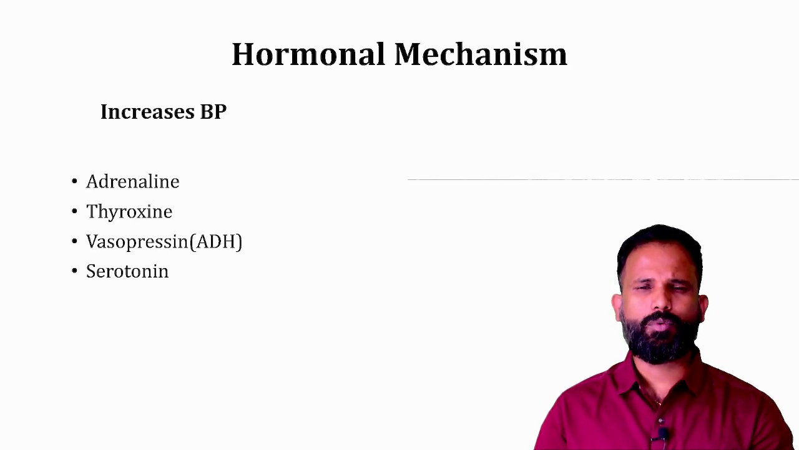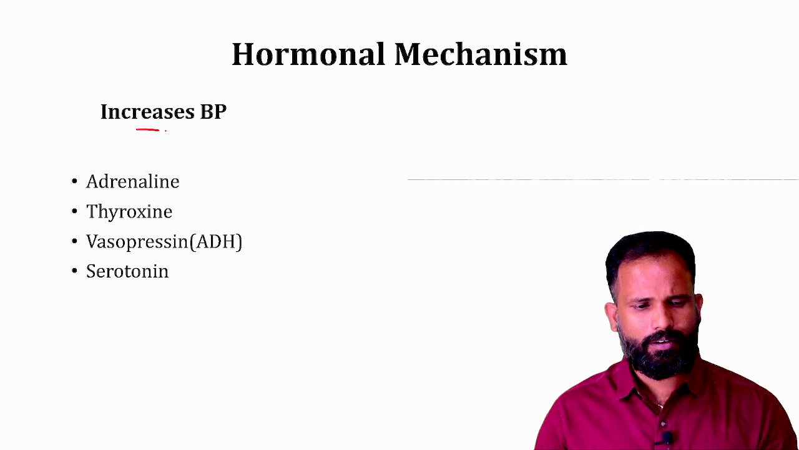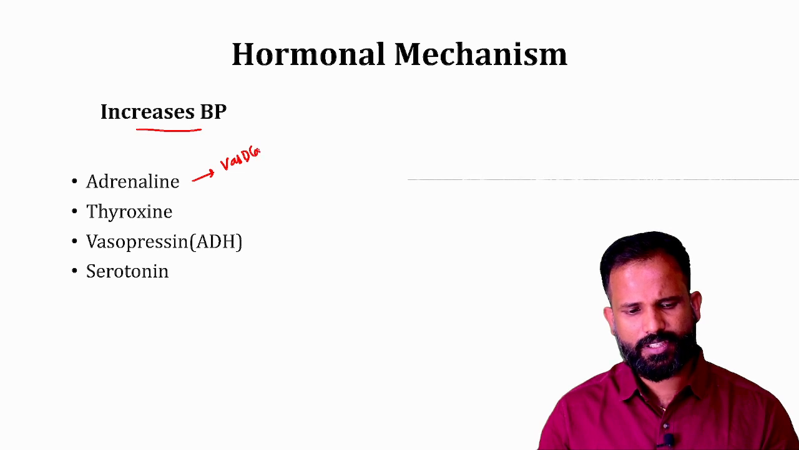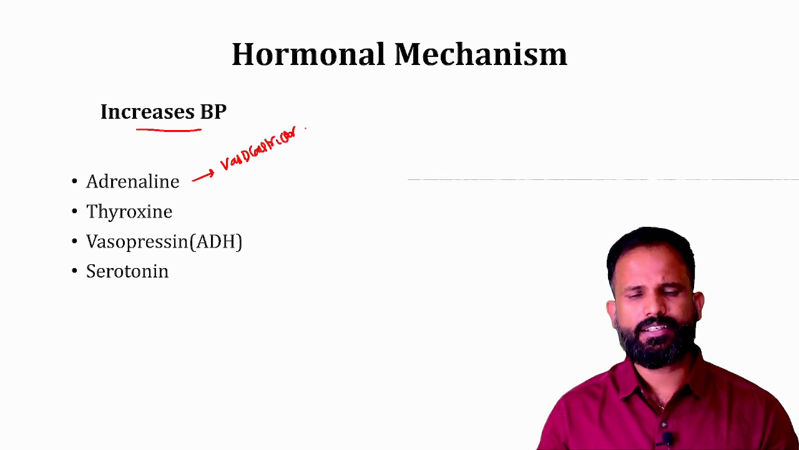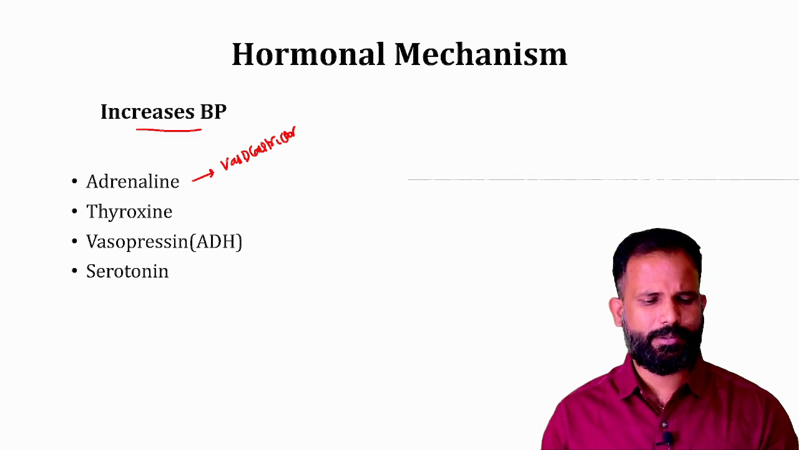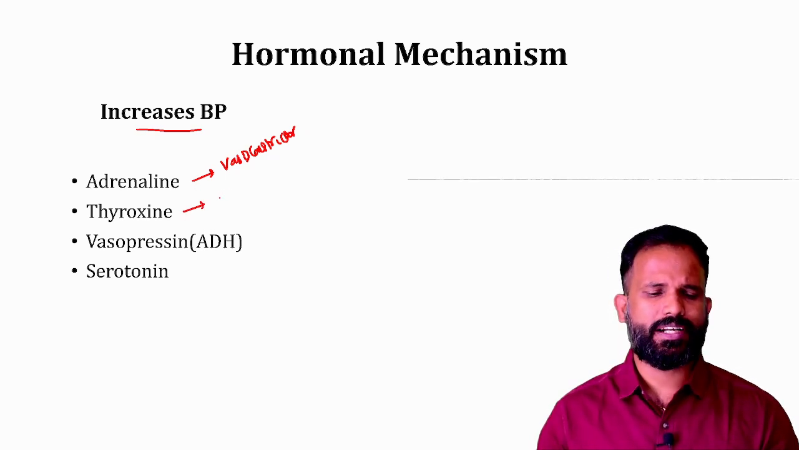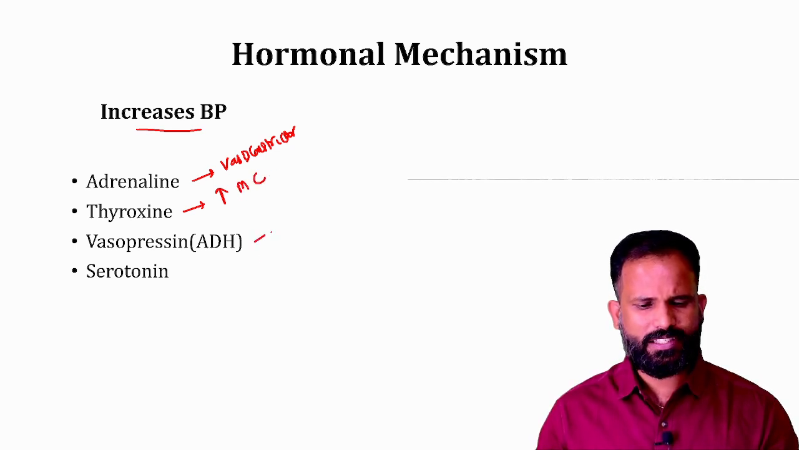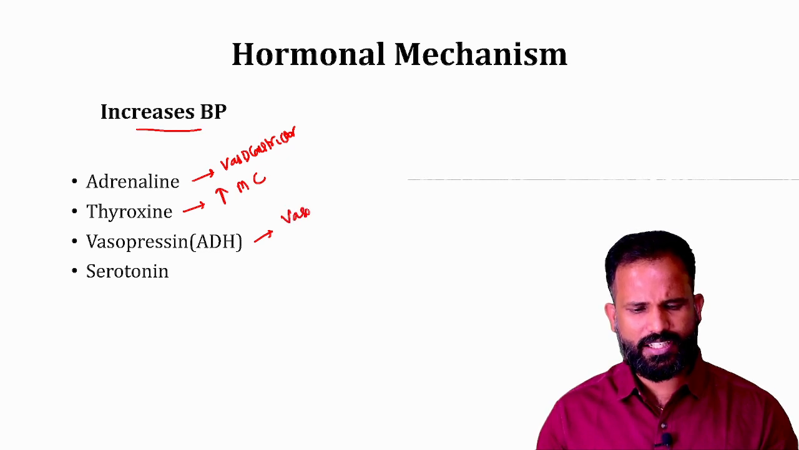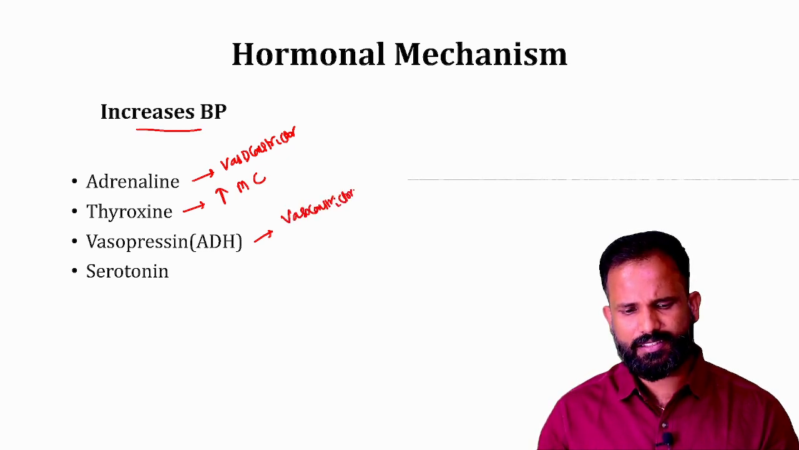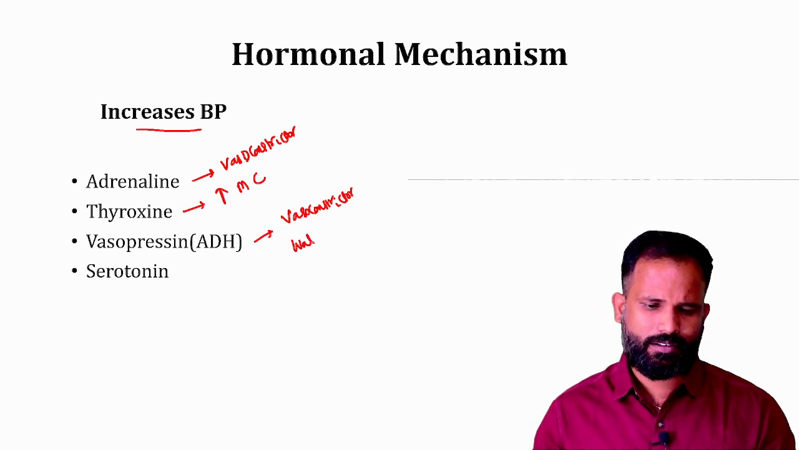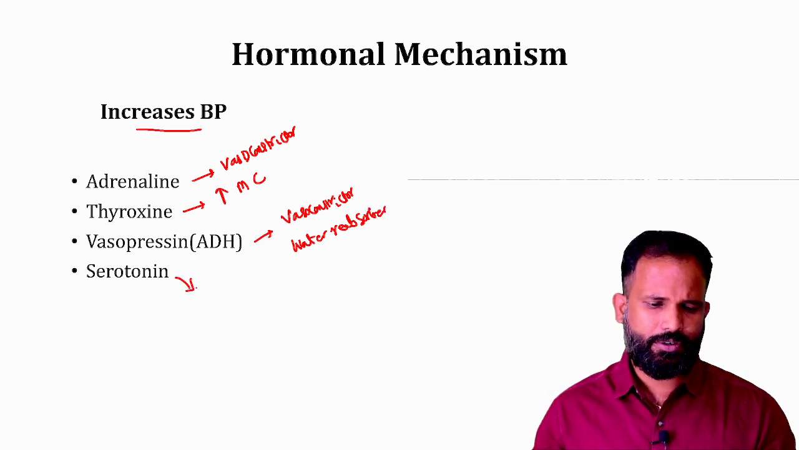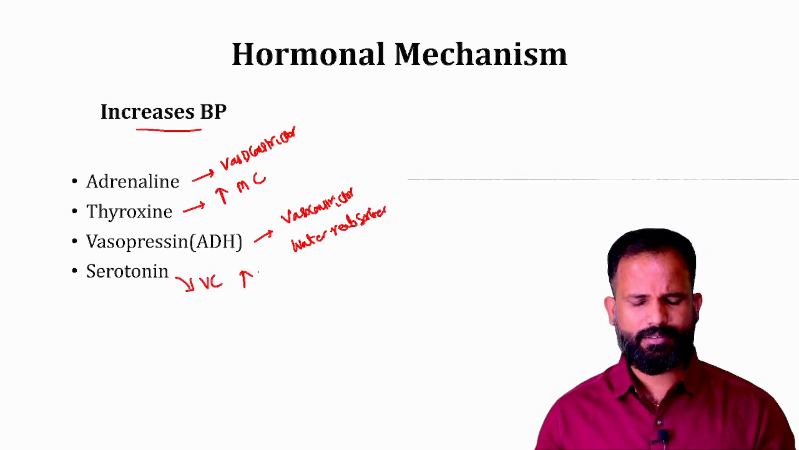And coming to the hormonal mechanisms, so let us enlist the hormones which increase the BP. Adrenaline is a vasoconstrictor. So vasoconstrictor increases the peripheral resistance and increases the DBP. Thyroxine has a direct stimulatory effect over the heart, so increased myocardial contractility. Vasopressin is also a vasoconstrictor as well as water reabsorber, so circulatory volume increases. Serotonin is a vasoconstrictor, so increases the BP.